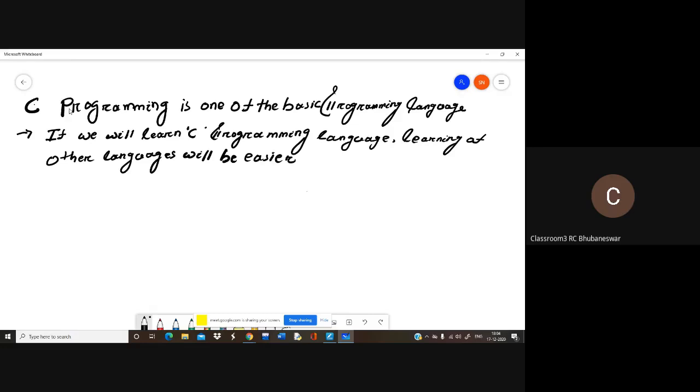Before proceeding to language, if you ask what is language, suppose I am talking in English, or I may talk in Odia, or in Hindi, because I want to communicate with you people, right? That's why I'm talking in different languages. I'm talking in the English language.